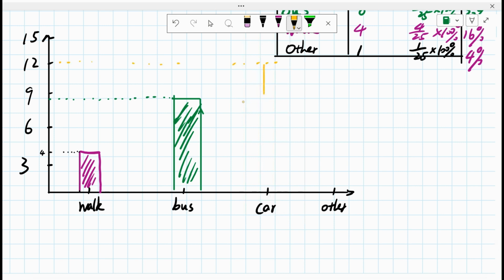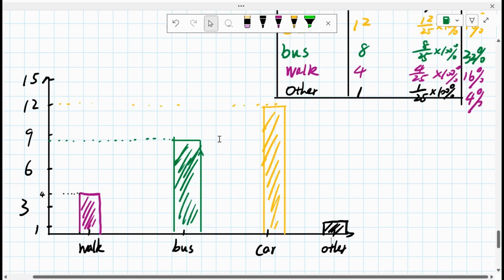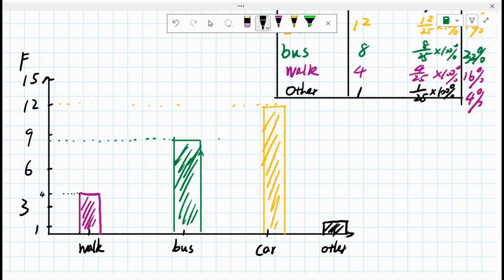Perfect. And it's 12. And others, which is only 1%. Sorry, only 4%. So only 1 is going to be here. We're still going to make it. There you go. Looks nice. And that's called frequency, by the way. Okay, and that's called choice. All right.